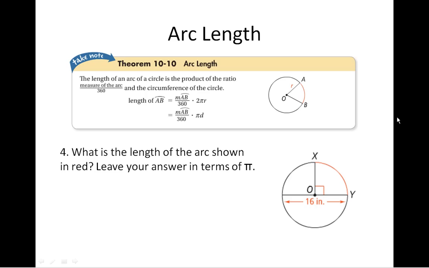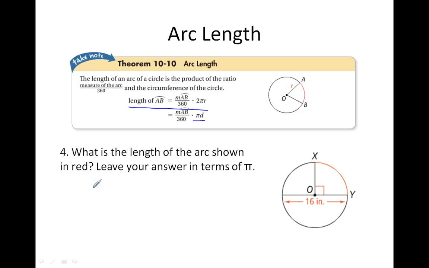Now if we look at arc length, we're going to use circumference to help us basically find a percentage of the actual circumference that's being traveled. So if we look at this first example, we're going to use a formula here where the length of the arc is the measure of the arc over 360, which gives us the percentage of the circle, and we're going to multiply that times the circumference. And it doesn't matter which part of the circumference we use.